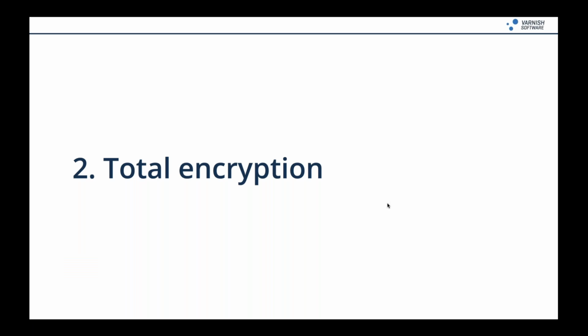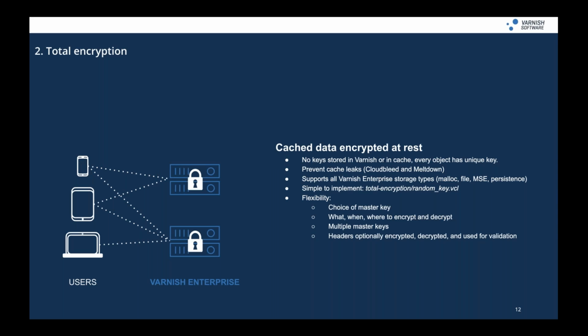So if we move from user requests to the cache itself, we have Varnish Total Encryption. What this means is that cache data can be encrypted at rest. It's a really interesting way it does this, with a dual key encryption algorithm, with one key securely stored in the Linux kernel, the other key generated from the client request, and no keys are ever stored in Varnish or in the cache. And every object even has its own unique key.